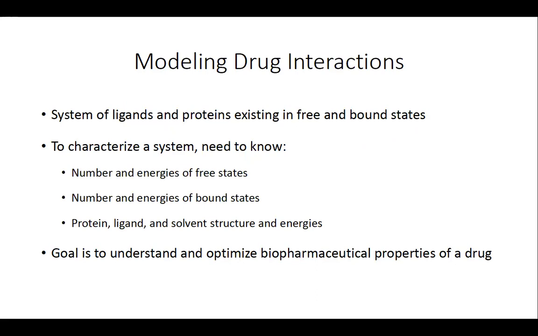So this paper discussed ligand protein interactions, which occur when a ligand in free solution meets a protein and binds with it. To characterize the binding free energy, three things are required and need to be understood. These in the paper were listed as the number and energies of the free states, number and energies of the bound states, and the protein, ligand, and solvent structure and energies. So predicting both the ligand to protein binding poses and affinities is extremely important to lead drug design. Just simply examining the structure doesn't provide information about the drug compound, affinity, potency, efficacy, etc.